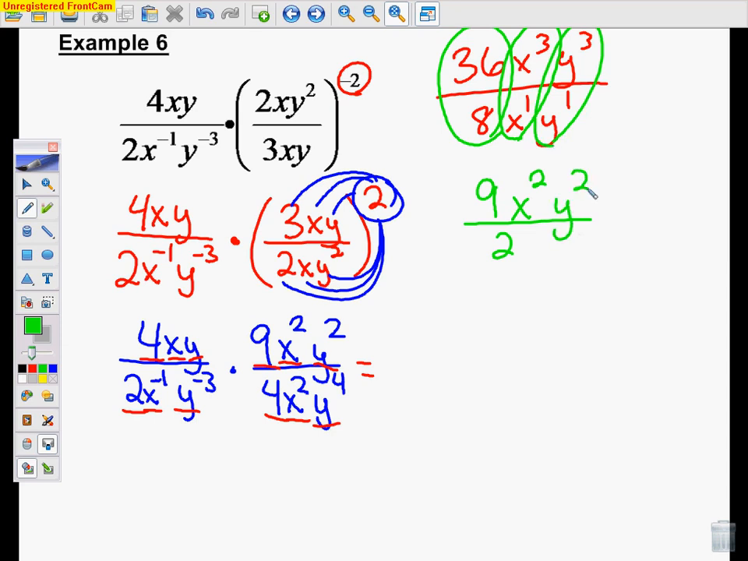All right, remember, always, always, always put your powers in the numerator first. If it's a negative exponent, we'll move it, but always start them off in the numerator. Okay? Now, we have no exponents in our final answer, and our fraction is completely reduced, so that is our final answer. 9x squared y squared over 2.